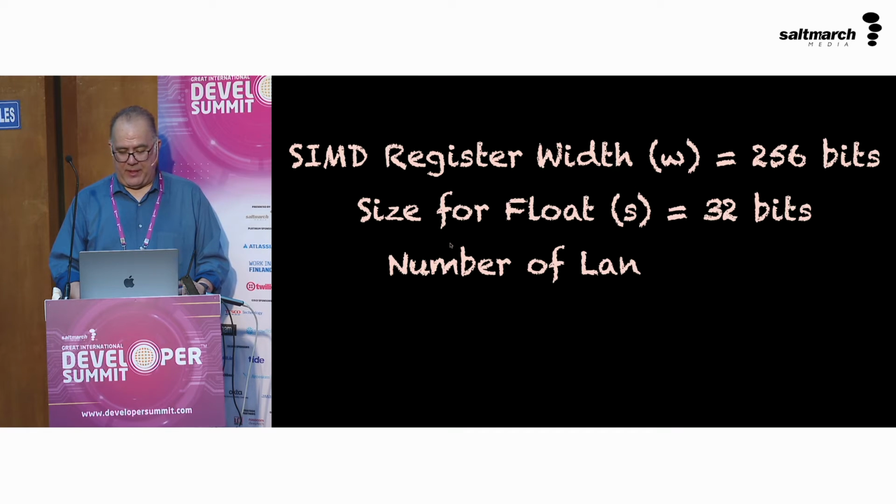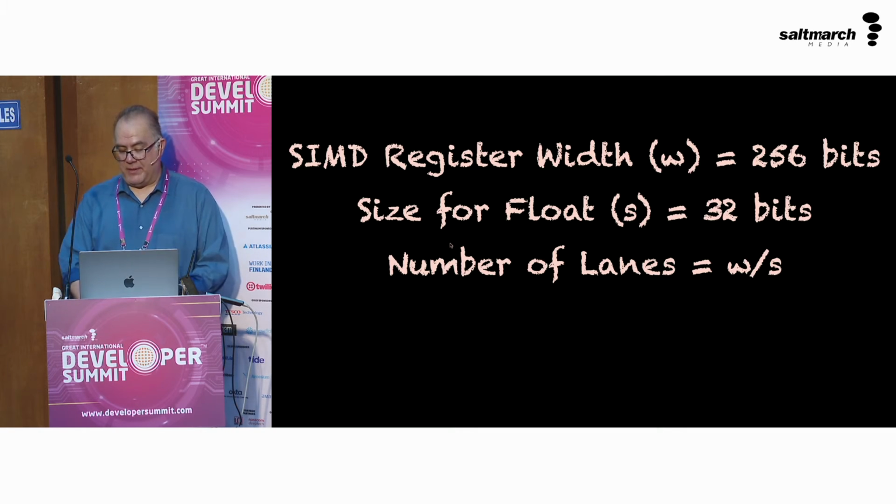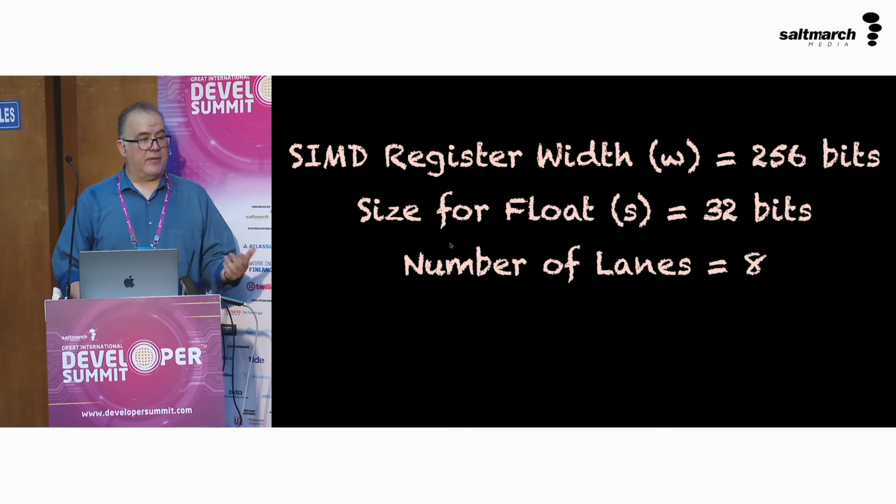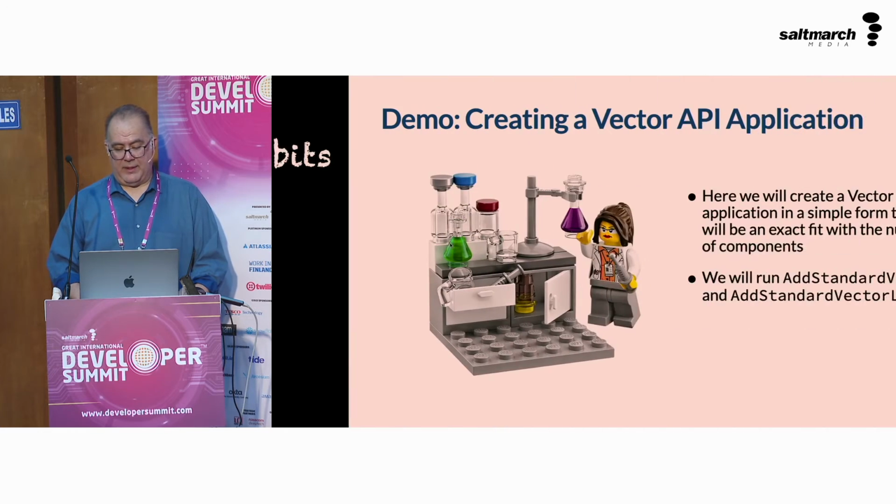All right. So float is 32 bits. The number of lanes that we're going to have, or the parallel processing that we have, is going to be W divided by S, which is the width divided by the size of the float, which is 256 divided by 32. So the number of lanes that we're going to have is 8.